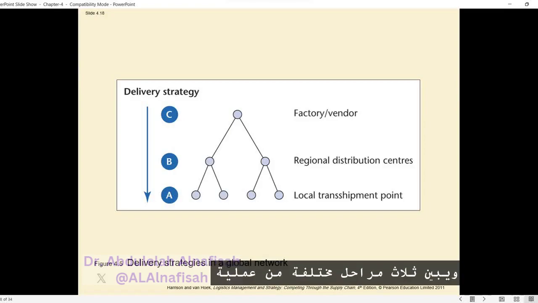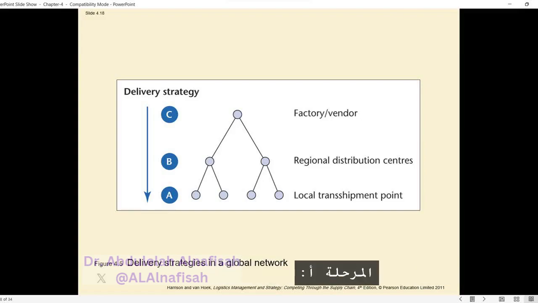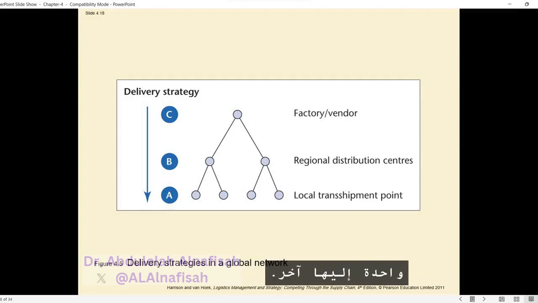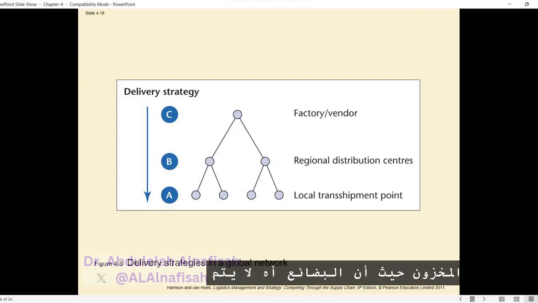This diagram illustrates a delivery strategy from a factory/vendor to the final destination. It shows 3 different stages of the delivery process involving regional distribution centers and local transshipment points. Here are some key points from the diagram. Stage A. This is the simplest stage, where goods are delivered directly from the factory/vendor to local transshipment points, which are the locations where goods are transferred from one mode of transport to another. This stage minimizes inventory costs, as goods are not stored in intermediate facilities, but it may increase transportation costs, as more vehicles and routes are needed.